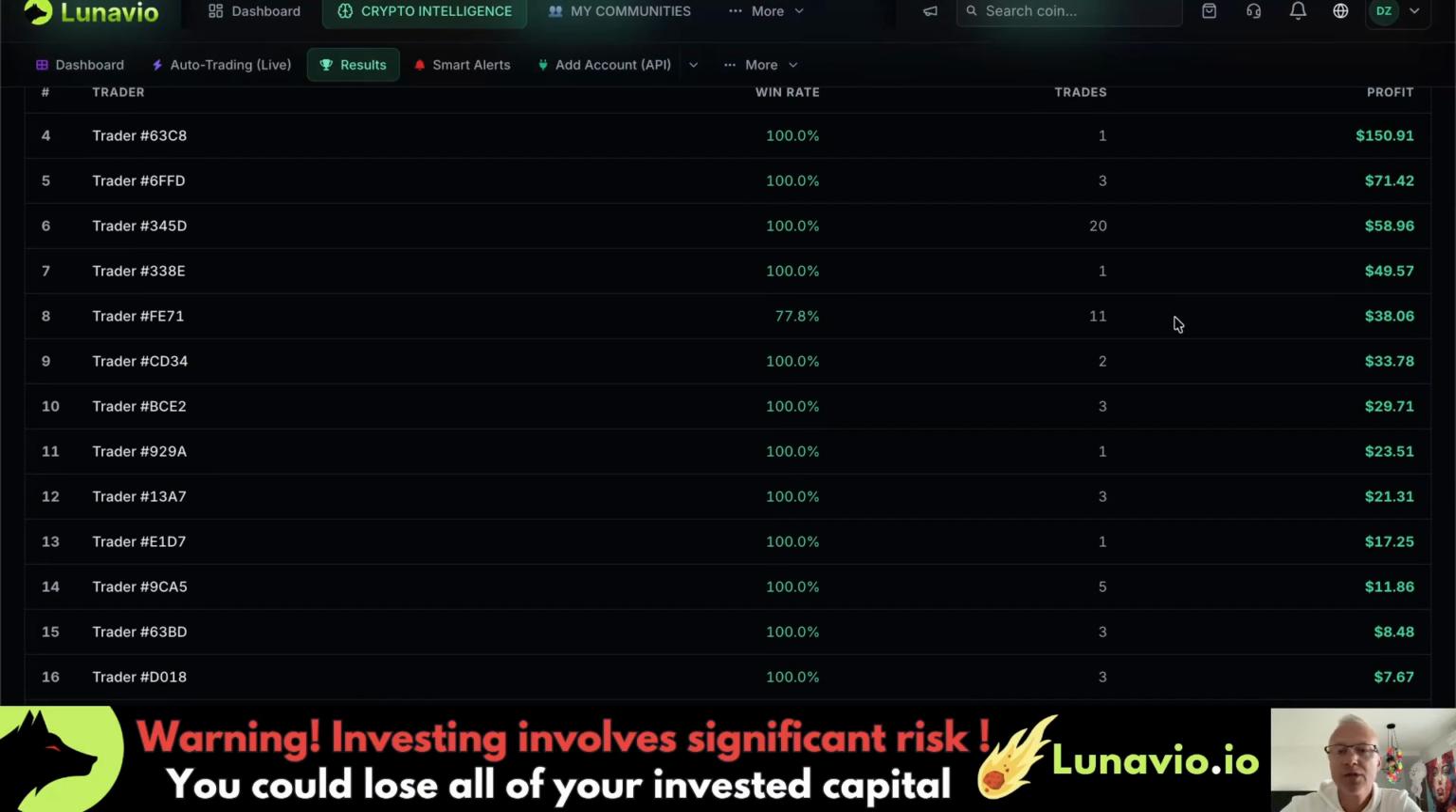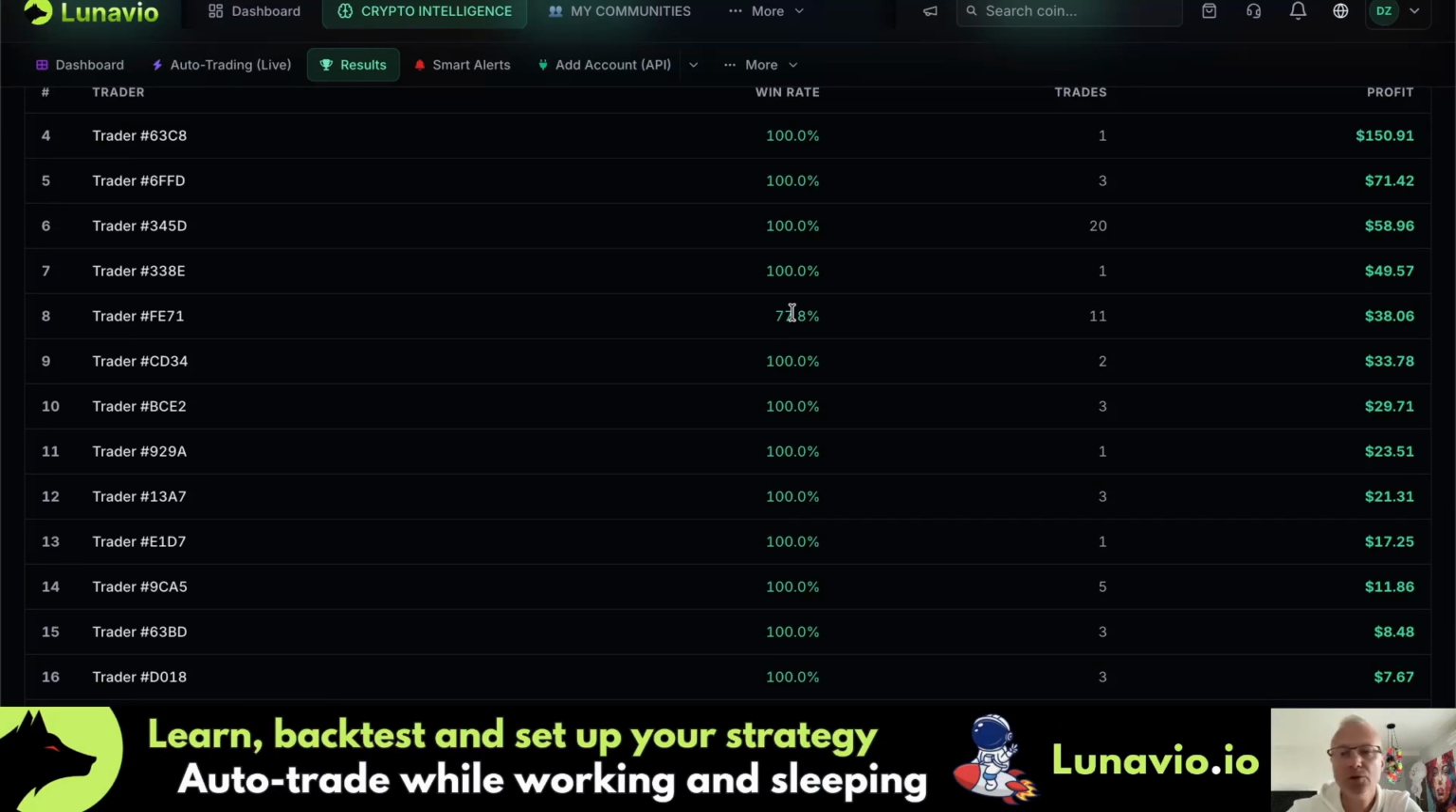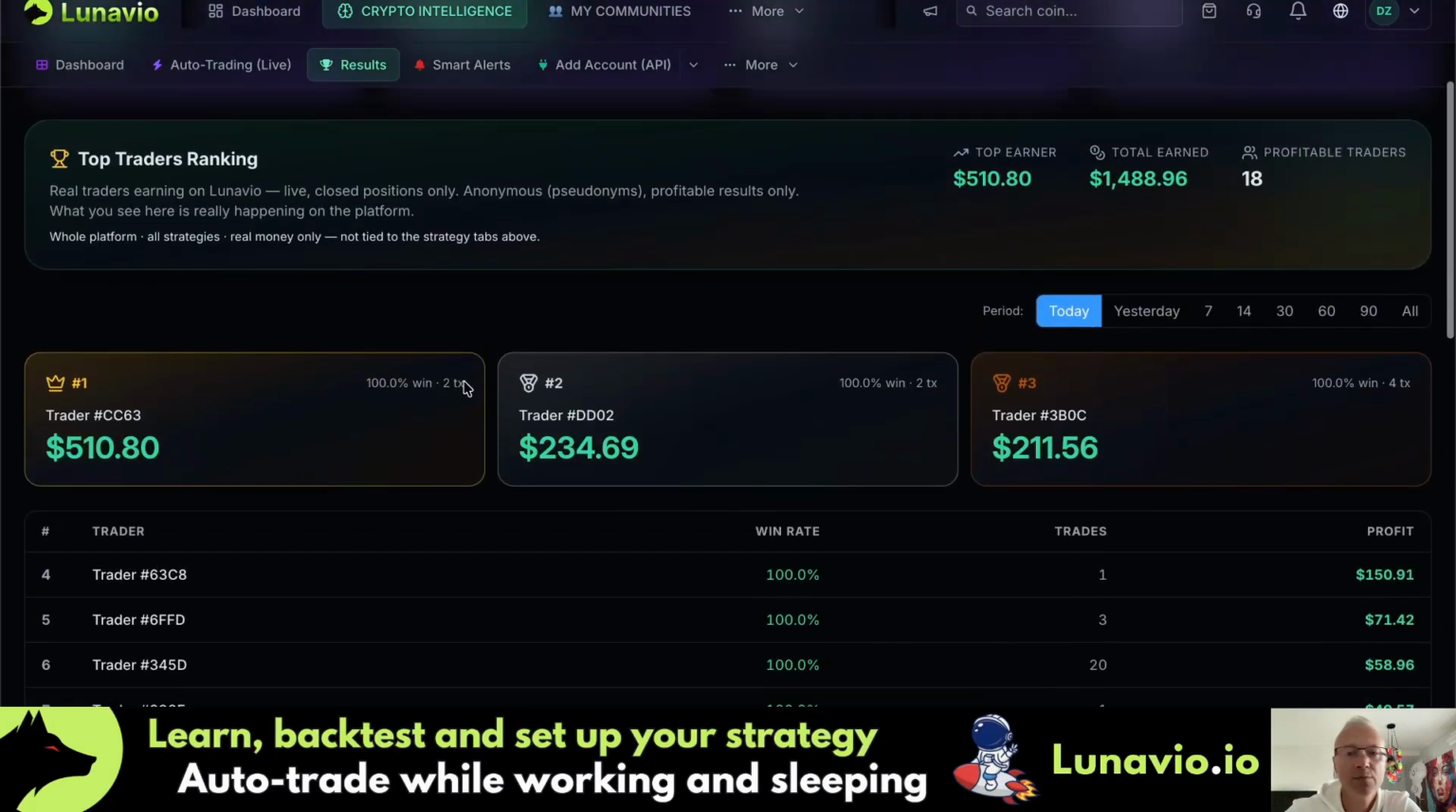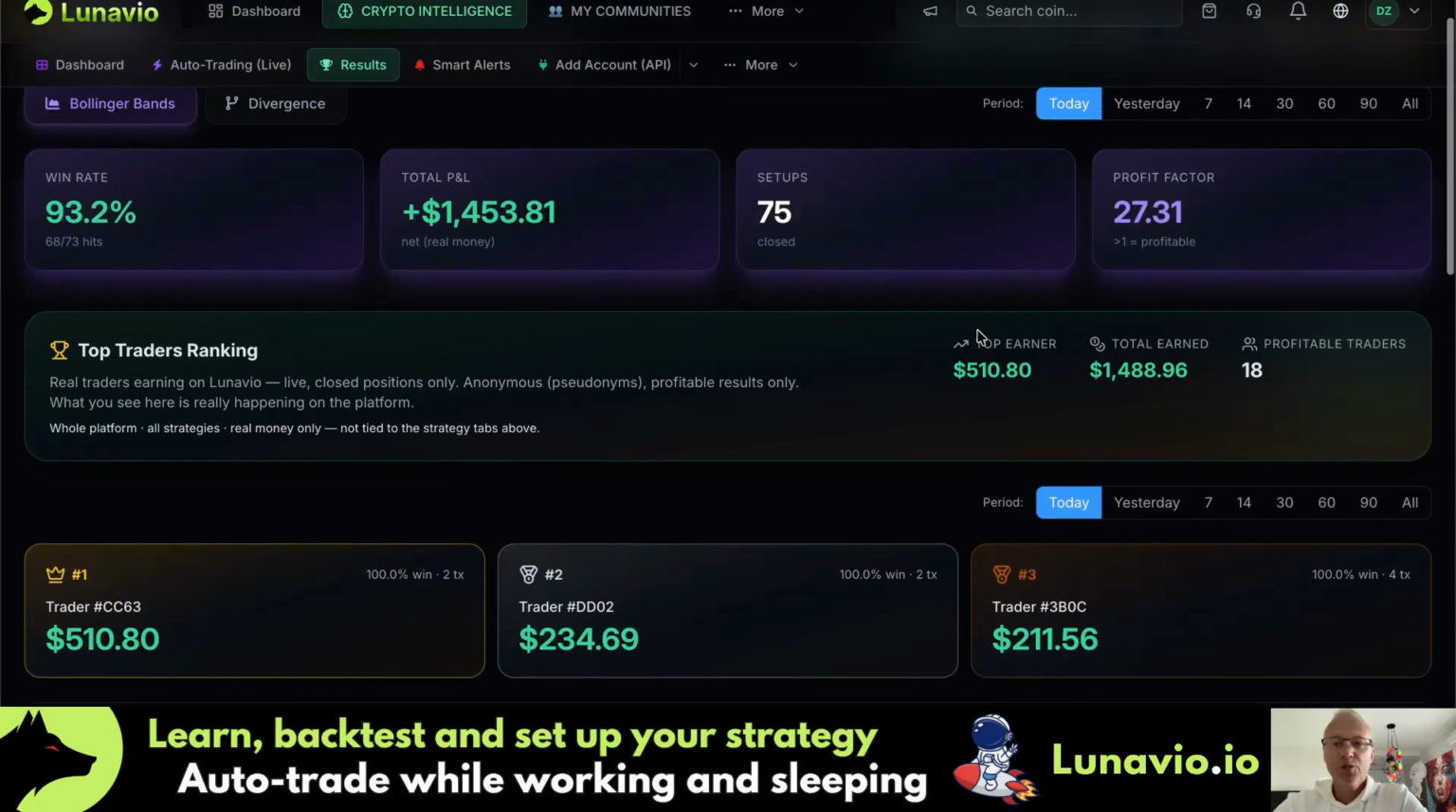Here, one user had 11, of which 77%, 78 were profitable. There are 2 losses and 9 profitable. Same here. 100% win rate. 4 trades, 2 transactions. We can see everything here.